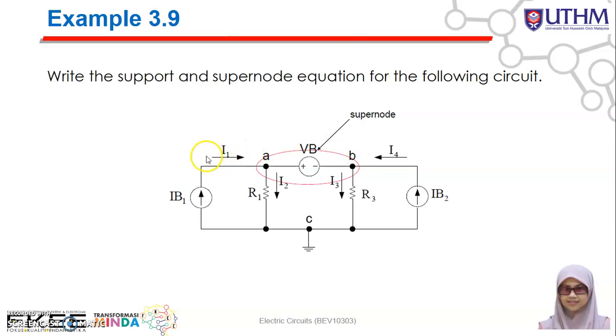Now you have currents going in, I1 and I4, and currents going out from the supernode, I2 and I3. And then here you have a supply VB connected between node A and node B, the non-reference nodes. Here you need to write the supernode equation, so you need to apply the KCL. And for the support equation, you need to apply the KVL.